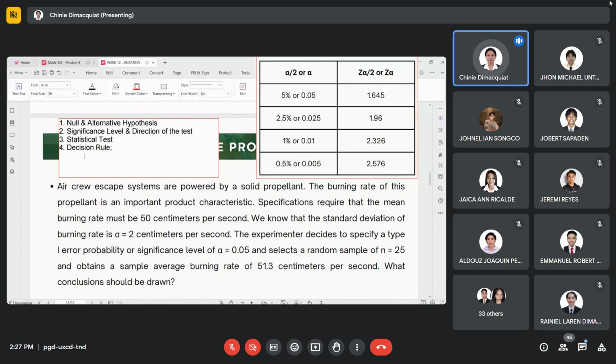So decision rule, identify natin yung ating critical values, para meron tayong basis kung paano tayo mag-decide.